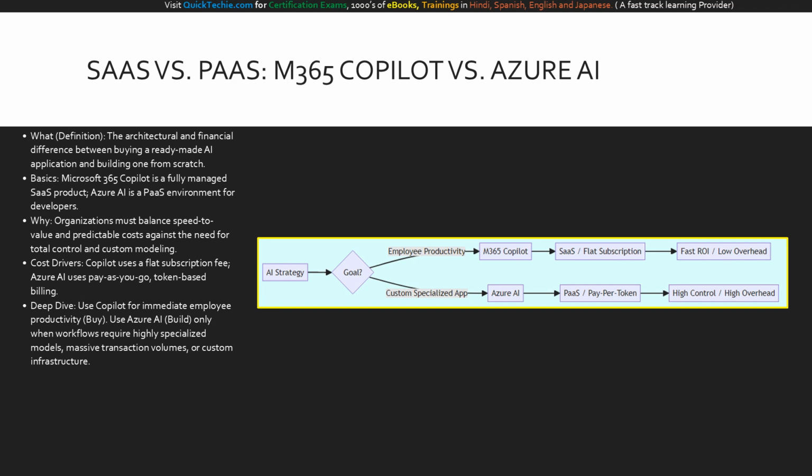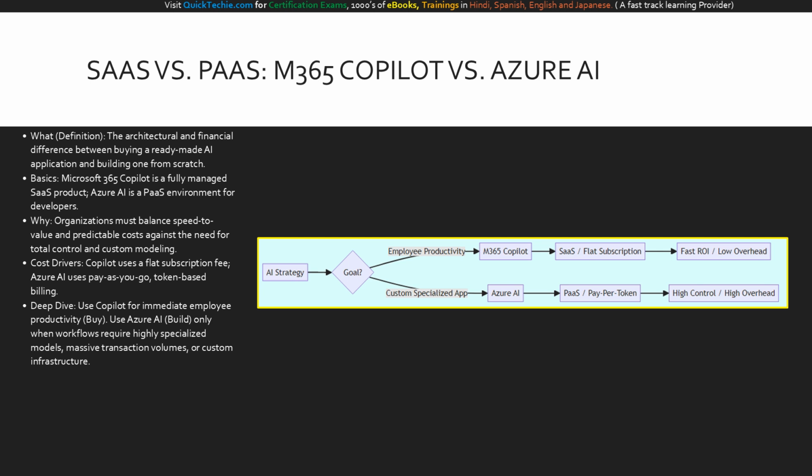As we look at the broader enterprise landscape, we must compare Microsoft 365 Copilot with Azure AI. What is the difference? It is the classic buy versus build decision. The basics: Microsoft 365 Copilot is a software as a service, SaaS, product. It is ready to use on day one. Azure AI is a platform as a service, PaaS, environment designed for developers to build custom applications. Why does this matter? It profoundly impacts your budget and resources. How? Copilot is licensed via a predictable flat subscription. Microsoft manages all the compute and data preparation. Azure AI, conversely, uses variable, token-based billing where you pay for every transaction and manage the infrastructure yourself.